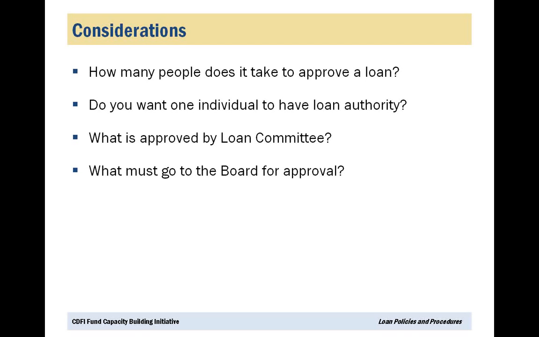The third consideration is what do you want to have approved by loan committee, what will stay at staff level versus loan committee, and then what must go to the board. There are a lot of CDFIs where ultimate loan authority rests with the loan committee unless there's an exception, and if there's an exception it goes to the board.